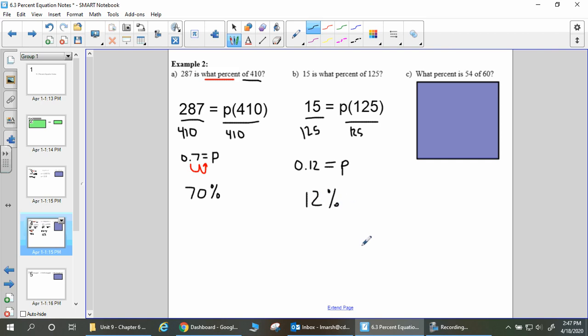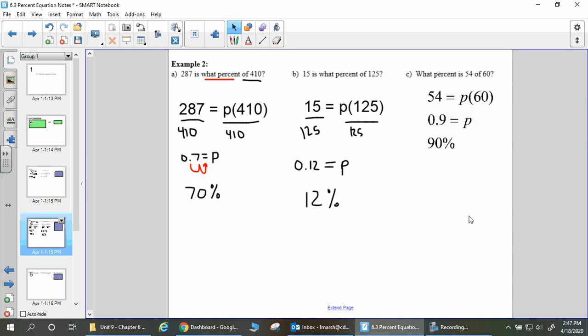If you want to hit pause and try letter C yourself, do that now. Letter C says, what percent is 54 of 60? So again, use that of to identify your whole value. 54 equals what percent of 60? You will divide both sides by 60 and get 0.9. Slide that decimal 2 places, gives me 90%.